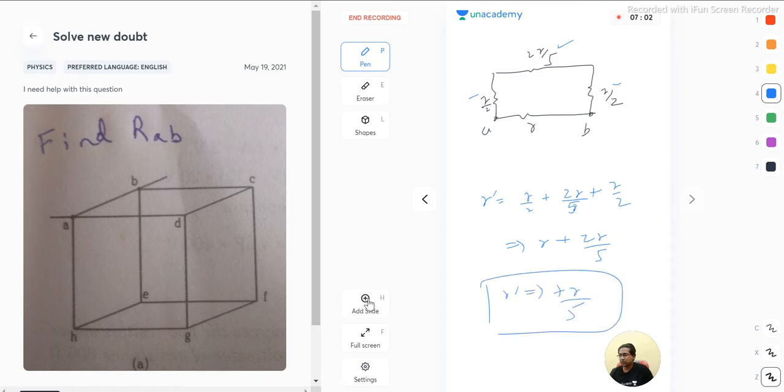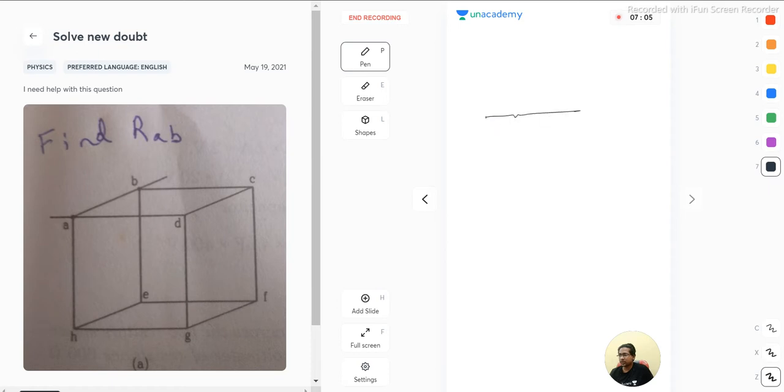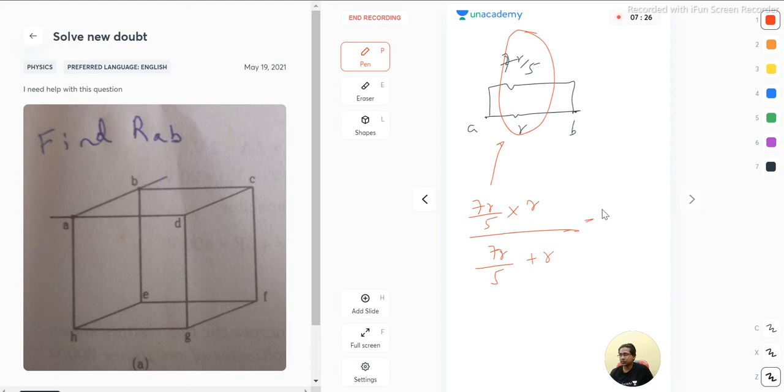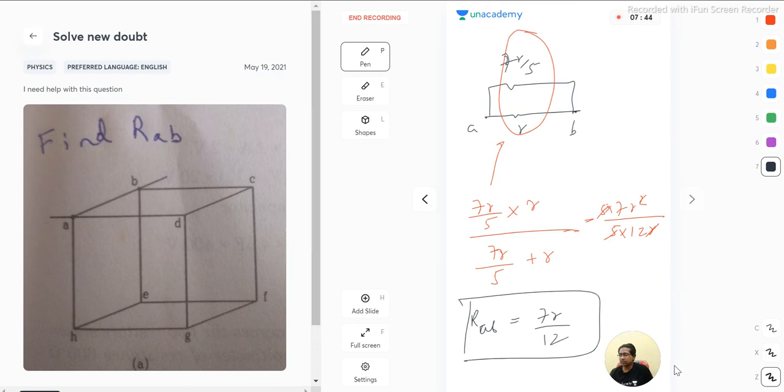This is R dash. Now if we see that this is point A and B, and this is R, and in parallel we have 7R by 5. So the resultant will be 7R by 5 into R divided by 7R by 5 plus R. So this is equal to 7R square by 5 divided by 12R by 5. So 5 and 5 get cancelled out, R and R get cancelled out. So the resistance between A and B is 7R by 12, and this is our answer. Hope this answered your question. Thank you very much.